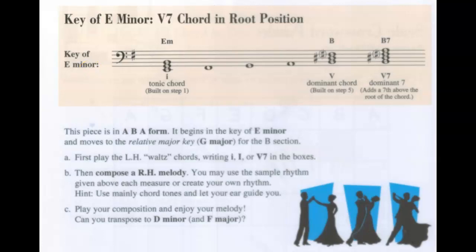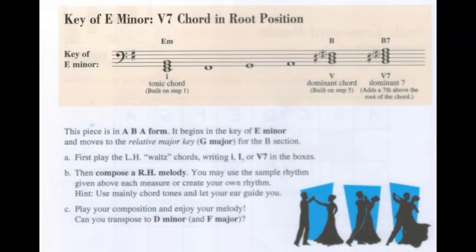So today we are going to talk about the key of E minor, V7 chord in root position, from Piano Adventures Level 4 Theory Book, pages 26 to 27. And today we are going to learn a little bit of musical composition. So it's going to be a fun class. Please stay until the end of this video.